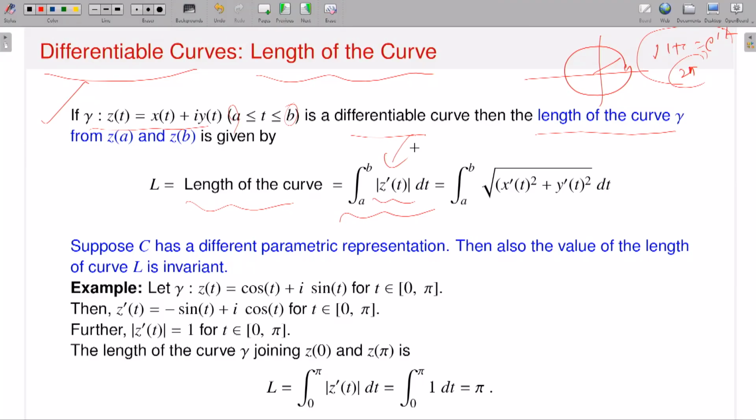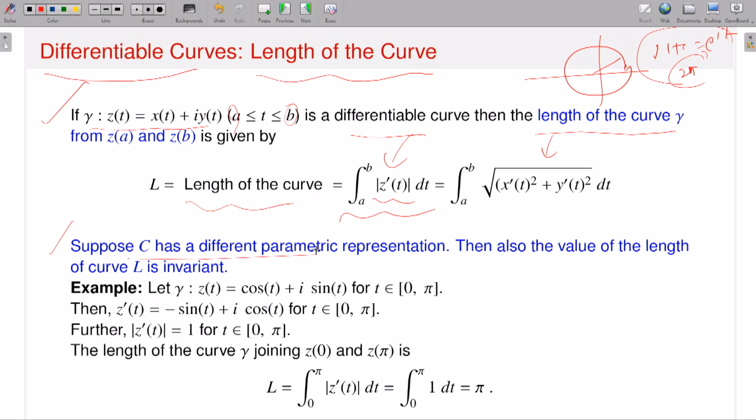So therefore the modulus of z prime is also a continuous function. Therefore this integral makes sense, and that means this is nothing but the integral from a to b of the square root of x prime of t whole square plus y prime of t square. So this is the formula. If I calculate it, it will give you the length of the curve. Maybe I will calculate one example so it will be clear.